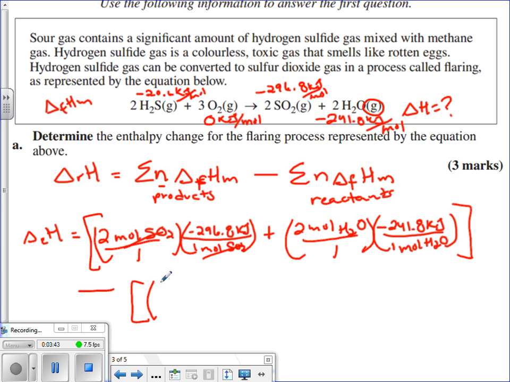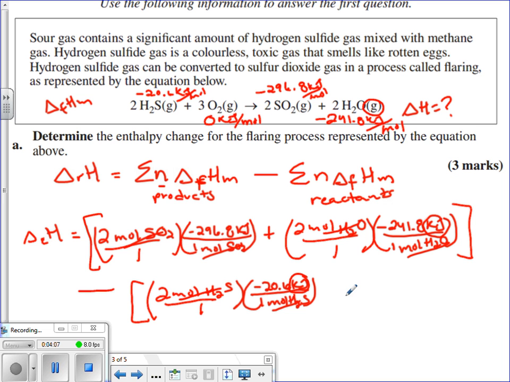My first reactant, I've got 2 moles of H2S times molar heat of formation, which is negative 20.6 kilojoules per 1 mole of H2S. Moles of H2S cancel, moles of water cancel, and everything we're left with is in kilojoules. So when we simplify this, our final answer will be in kilojoules.